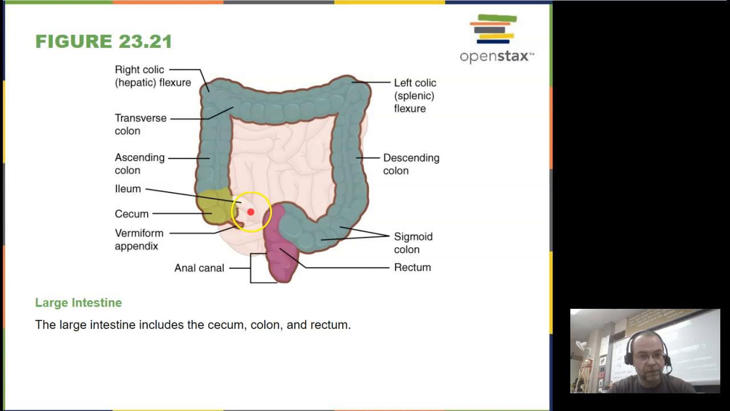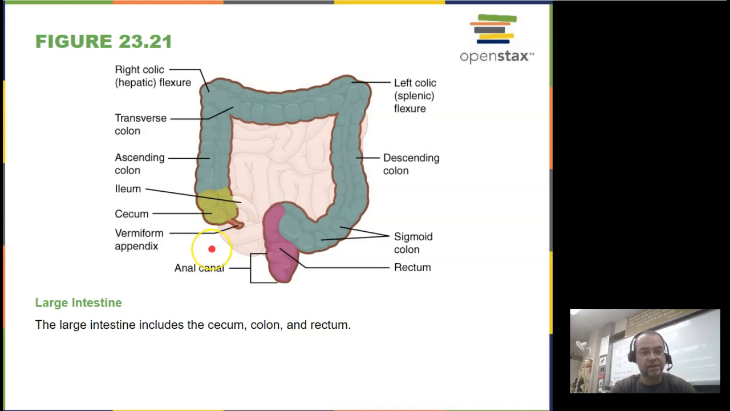Now, the ileum joins with the beginning of the large intestine. That beginning is called the cecum. And in between the two, there's the ileocecal sphincter. So it's a ring of muscles that forms a sphincter. Okay, so the cecum basically looks like a pouch, and off of the cecum is the appendix.